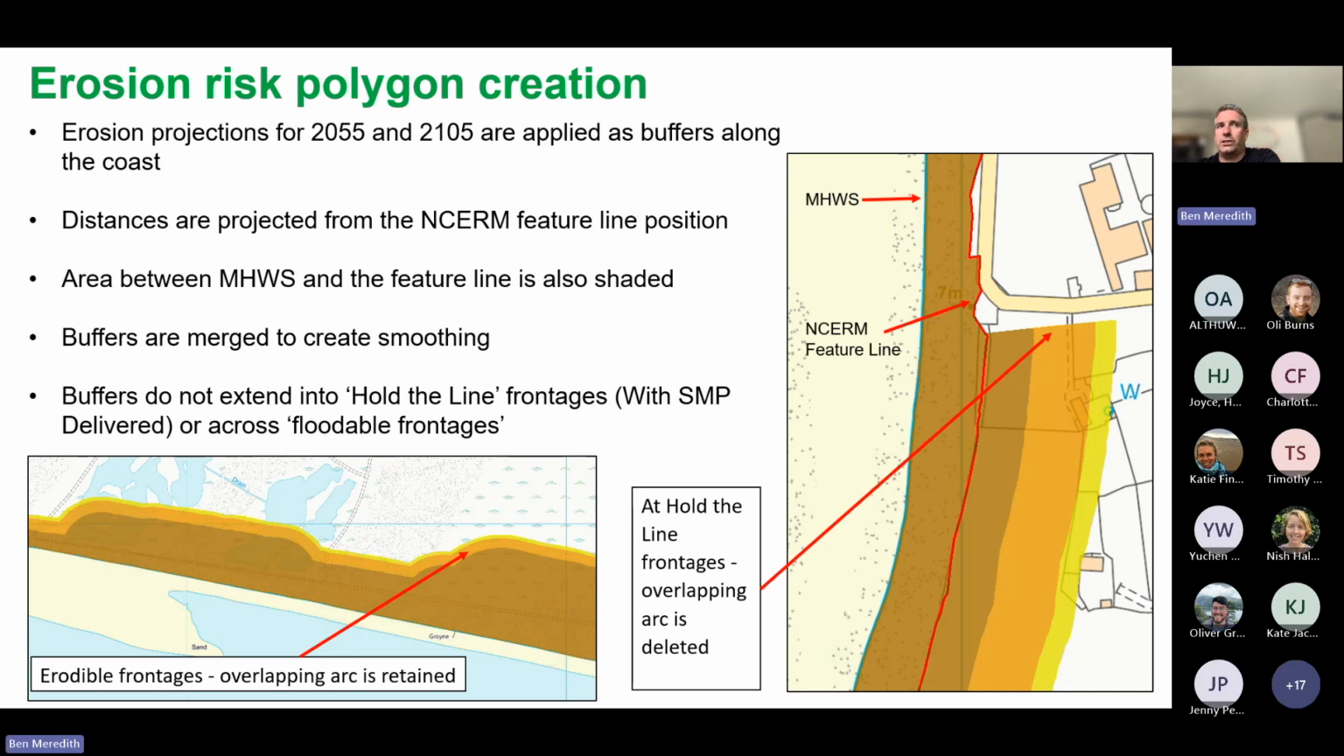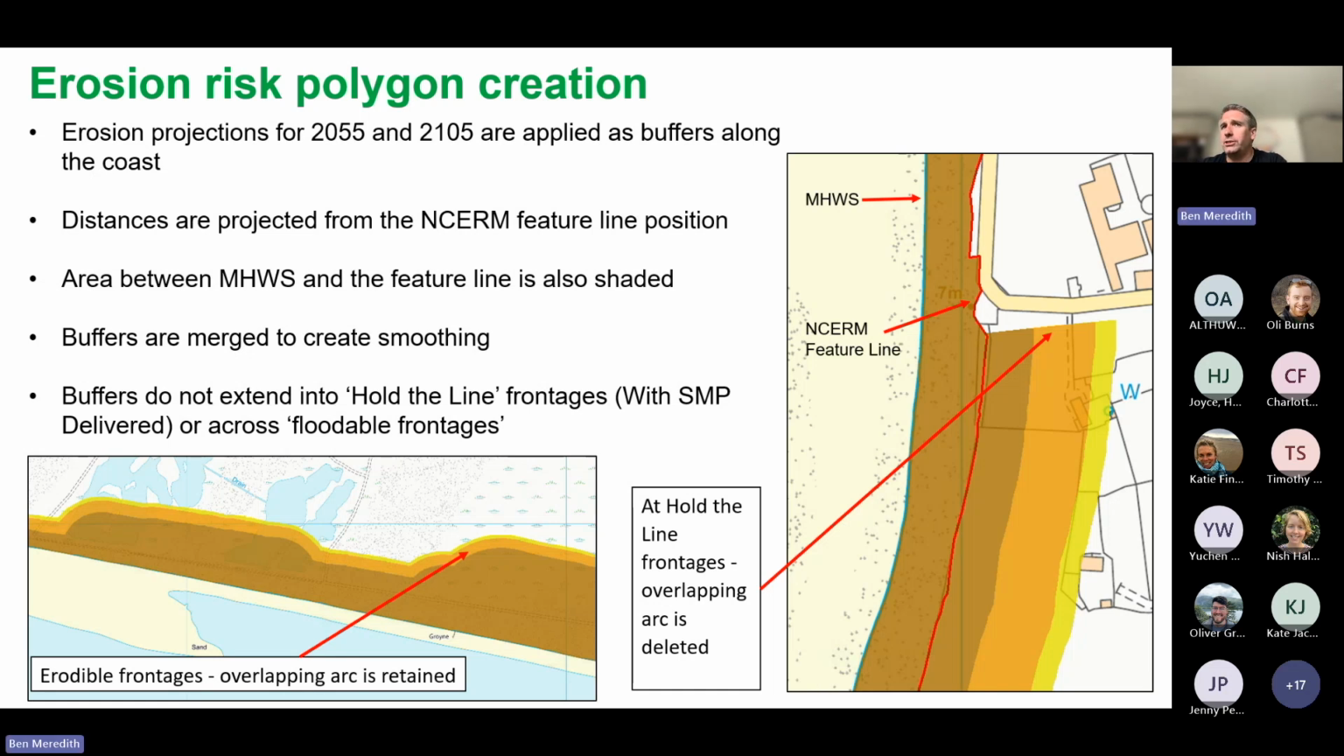Lateral buffers do not extend across things like hold the line frontages because they are protected from erosion, so we don't buffer over those. And buffers do not extend over the floodable frontages because this led to erosion zones spanning over areas of open water.